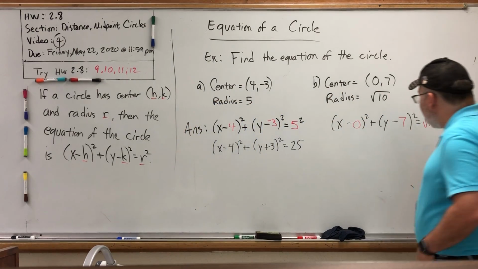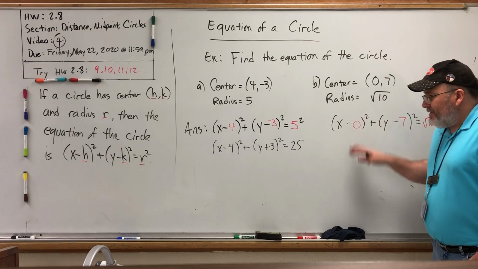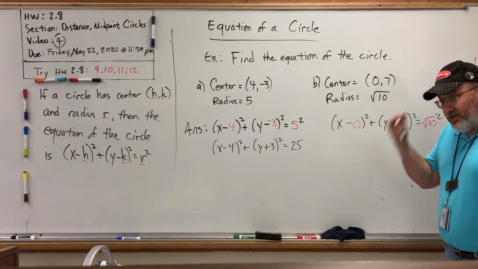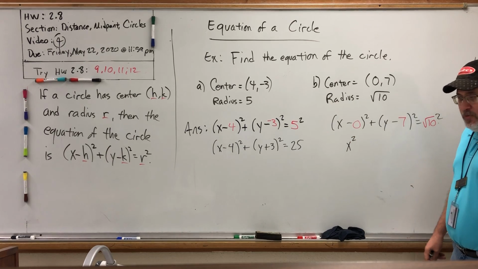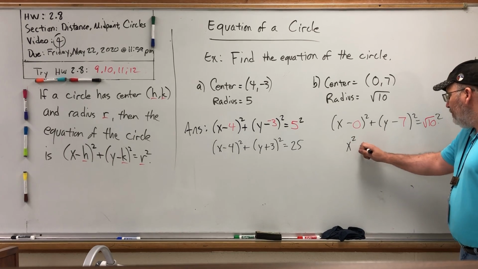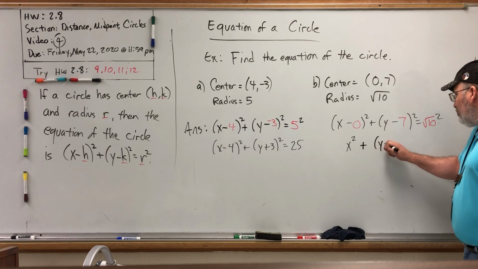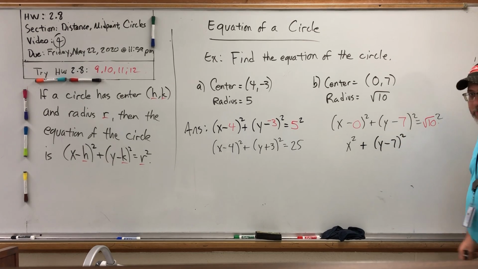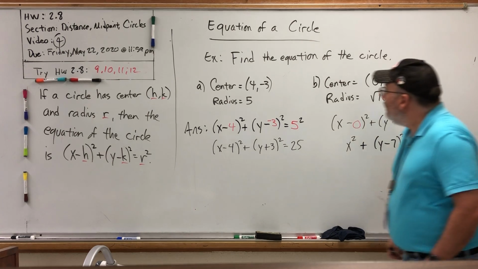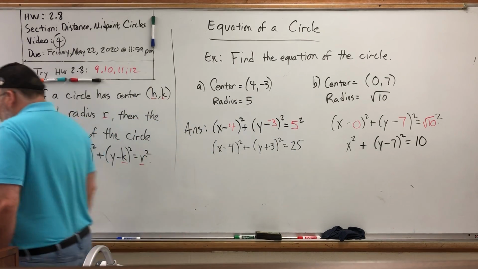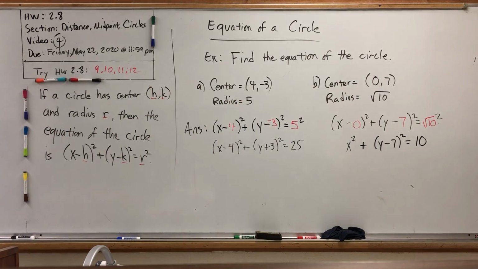Clean up any small messes. Never leave x minus 0, because you can finish that. X minus 0 is x. Don't need a parentheses there anymore, but it's still squared. As far as y minus 7 squared goes, you could FOIL it, but don't leave it. And on the other side, the square and the square root cancel, leaving 10. So writing the equation of a circle when you're given a center and a radius is really straightforward. Just be careful, watch your signs, and clean up any small messes.